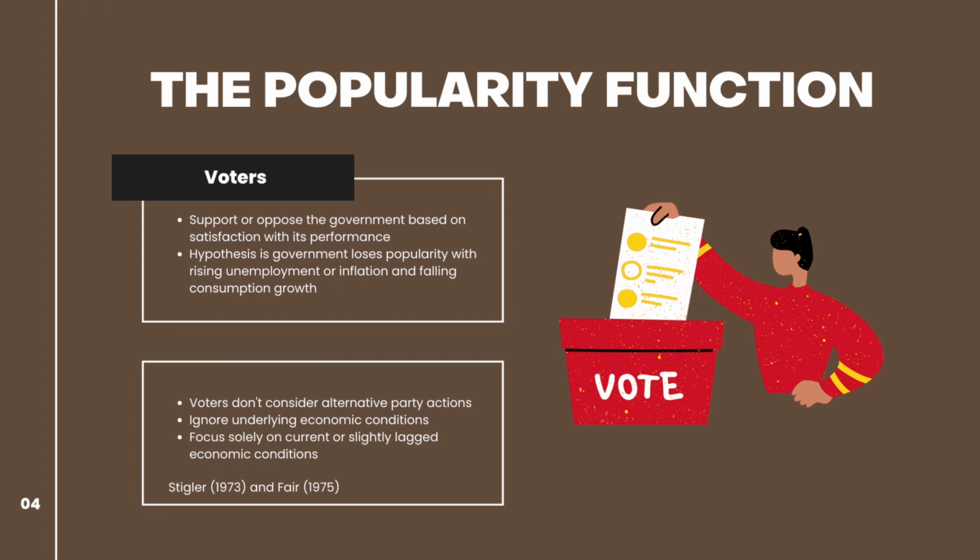The hypothesis is that the government loses popularity with rising unemployment or inflation and falling consumption growth. This aligns with Kramer's 1971 study. Notably, voters don't consider alternative party actions, ignore underlying economic conditions, and focus solely on current or slightly lagged economic conditions. Stigler and Fair highlight this tendency in voter evaluation. Presidential popularity isn't solely shaped by economic factors; it also reflects the president's personality. These include a specific popularity level and its gradual decline over the term, stemming from actions that alienate voters.